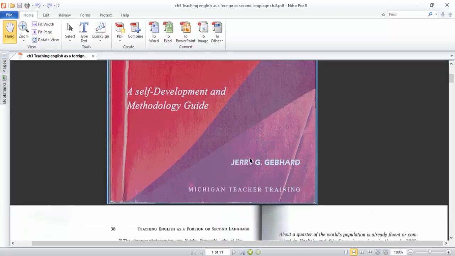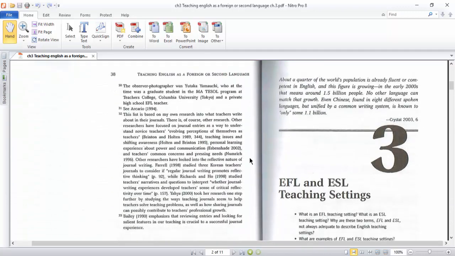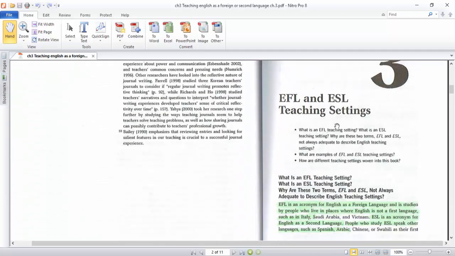Each chapter we have questions, many questions. So the first question is: what is an EFL teaching setting? What is an ESL teaching setting? And why are these two terms, EFL and ESL, not always adequate to describe English teaching strategies?